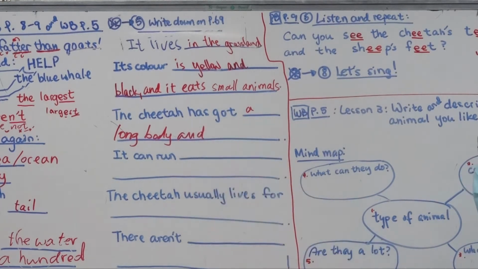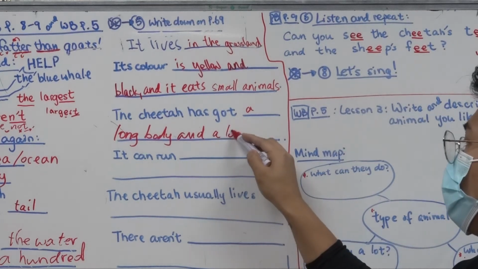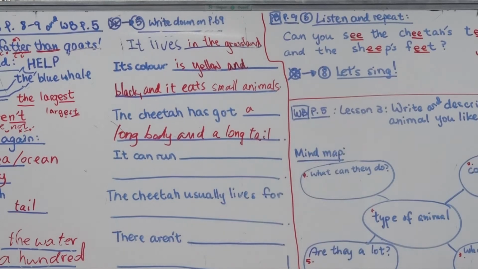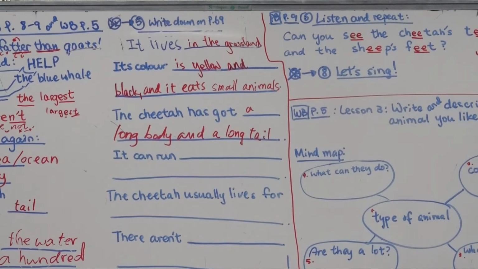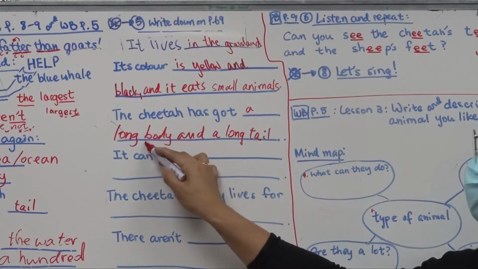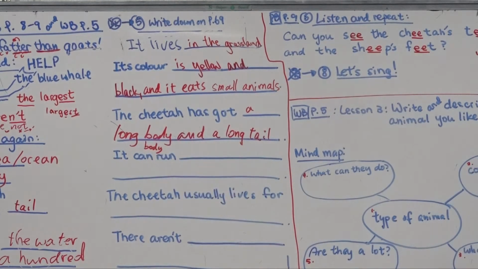Long body, that's it? Alright, and what else? A long body and what? What else? Move your mask. Right, a long body and a long tail, right? A long body and a long tail. Alright, please write down the answer. A long body and a long tail. This is D, okay? B-O-D-Y. Quickly, come on.